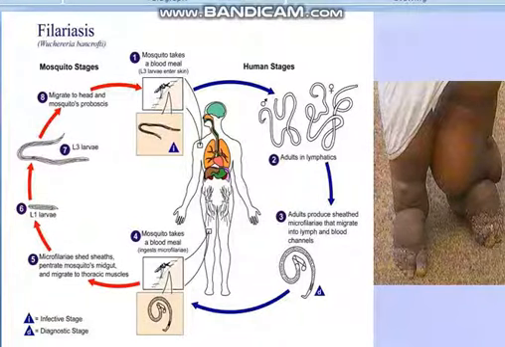So this is the life cycle of Wuchereria bancrofti. It also requires two hosts: one is the human being and the other is the mosquito. This is a person showing inflammation in the lower limb, like an elephant's leg, so this disease is known as elephantiasis. You see that these are the microfilariae which cause the disease, and from the human being they reach the mosquito, and from the mosquito, by its bite, they reach human beings again.